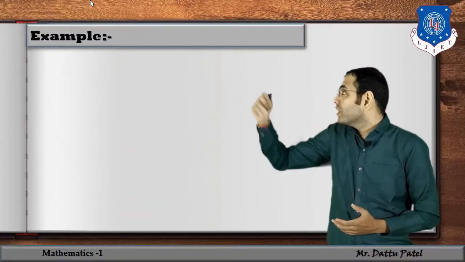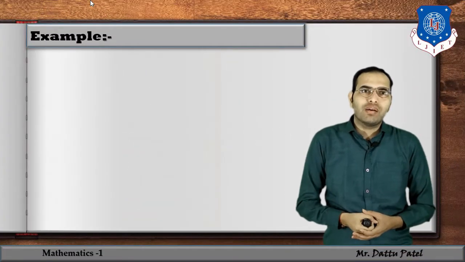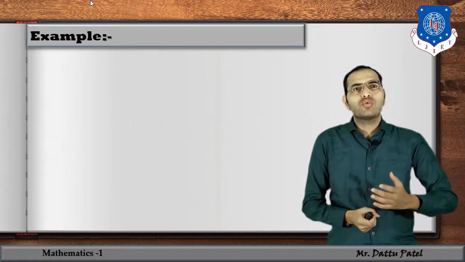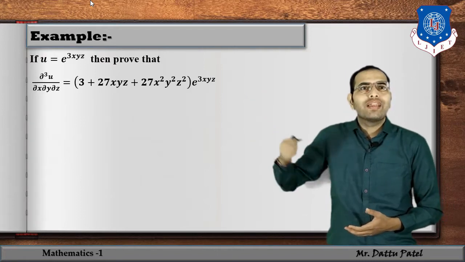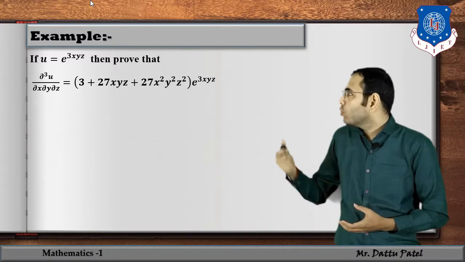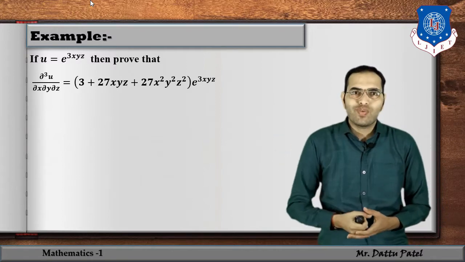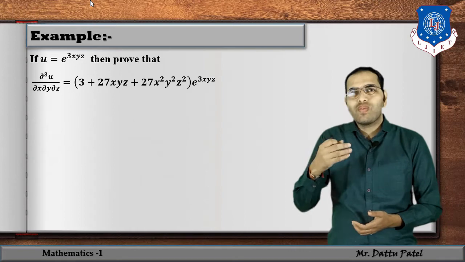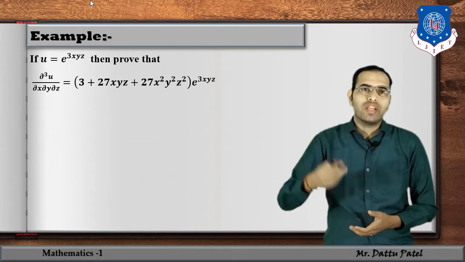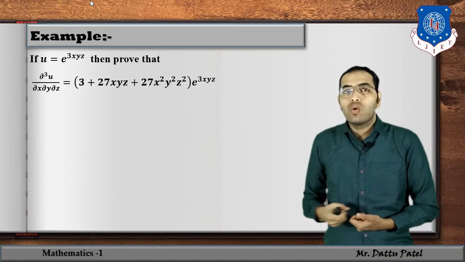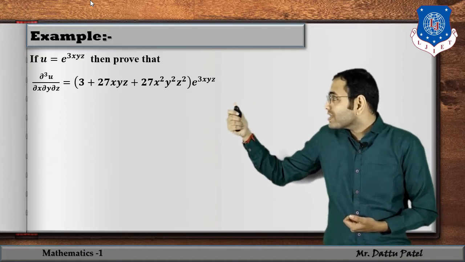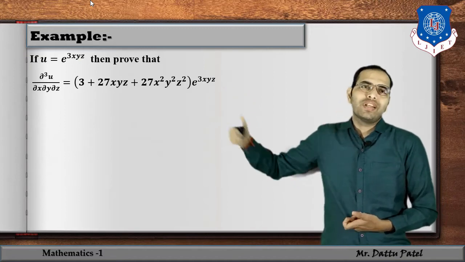Now let's see one more example. u equals e raised to 3xyz. Prove that ∂³u/∂x∂y∂z equals (3 + 27xyz + 27x²y²z²) e raised to 3xyz. Here the problem says prove that, and this is a third order partial derivative.